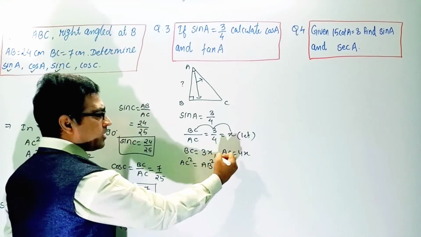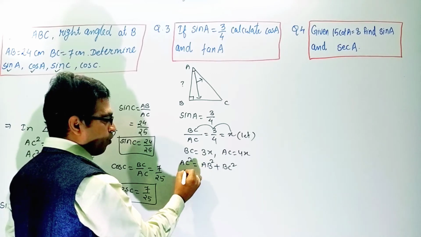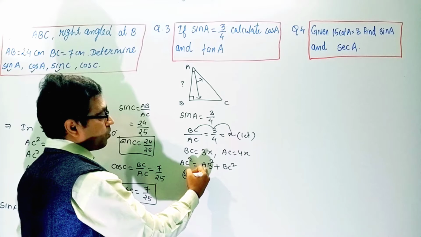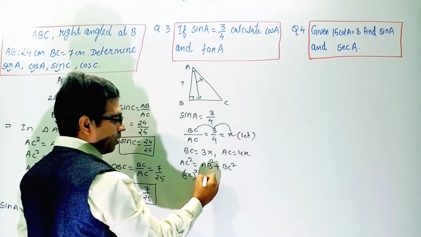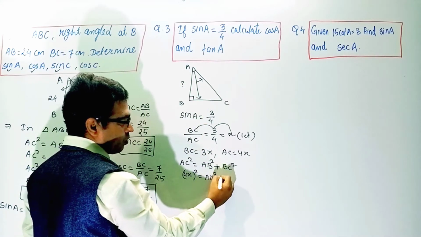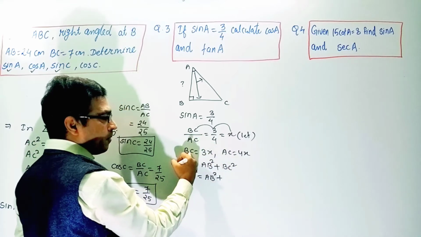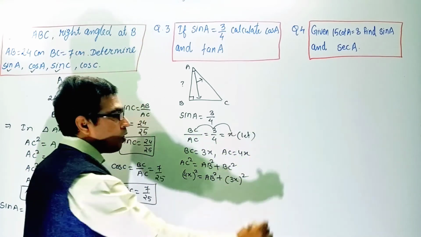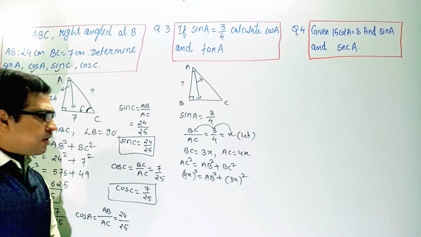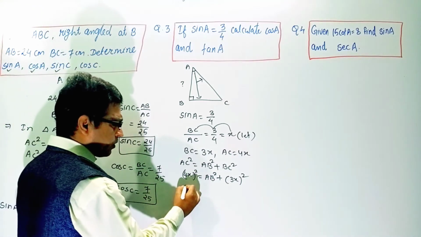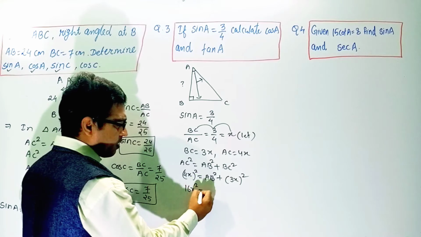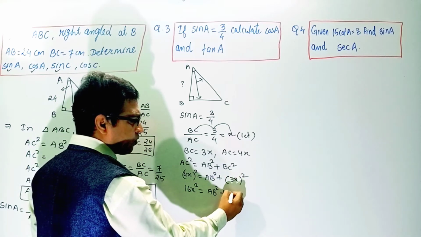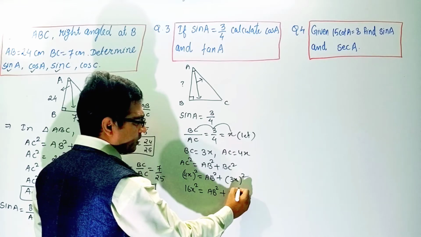The value of AC square is 4x whole square. AB is what? Unknown. So AB square. BC square. So the value of BC is 3x. So we will write over here 3x whole square. Right student? 4x whole square is 16x square. AB square unknown and 3x whole square is 9x square.